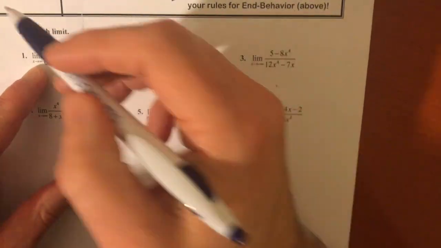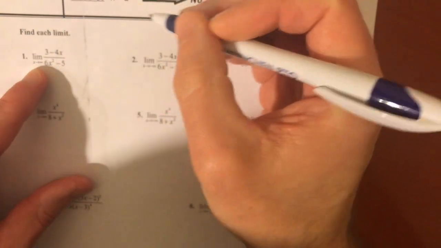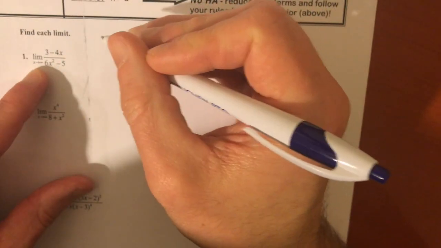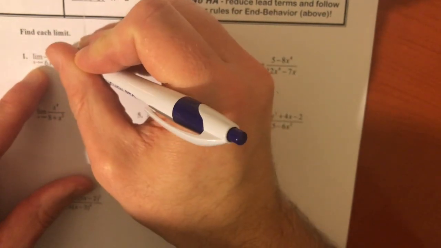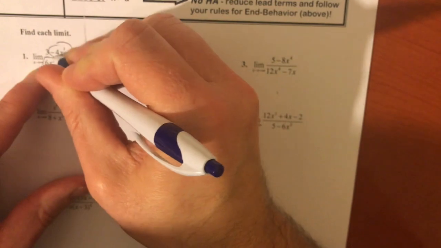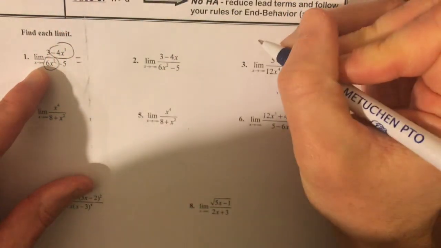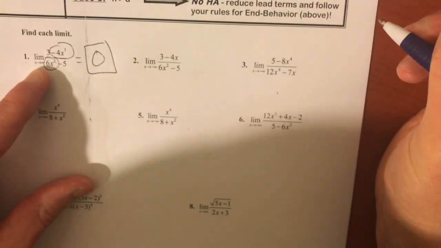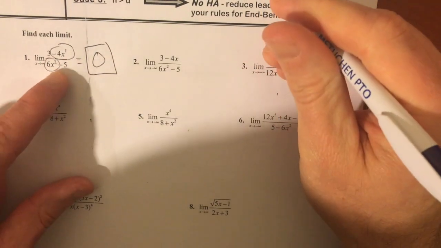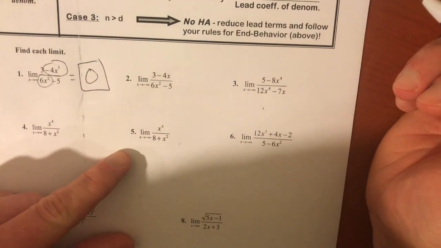HA, no HA? So in this case, x going to infinity, you've got a rational function here. You should be zeroing right in on that degree of numerator compared to denominator. The degree of the numerator is 1. The degree of the denominator is 2. If your denominator degree is bigger than your numerator degree, it's automatically a horizontal asymptote of 0. That means the y values of the function are automatically approaching 0. That's your limit answer. Beautiful.